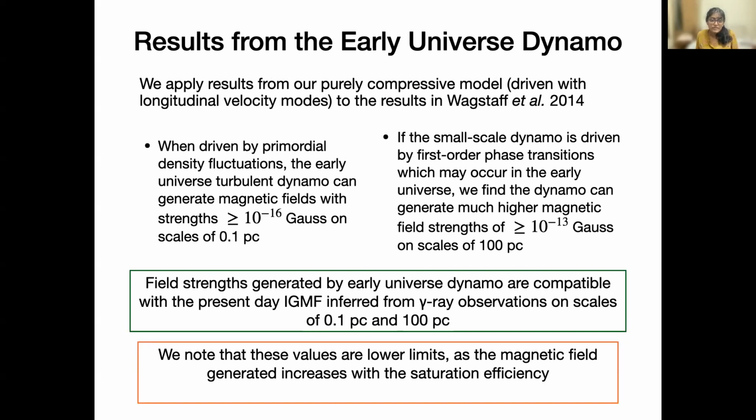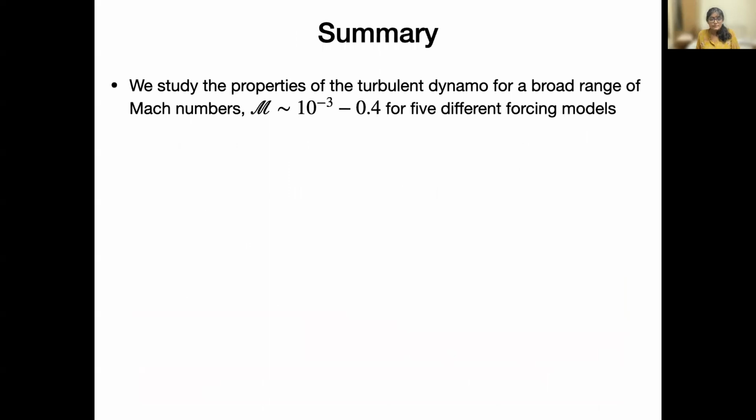We also note that these values are lower limits as the magnetic field generated increases with the saturation efficiency of the dynamo, which is likely to be higher in the case of the early universe. To summarize our findings, we studied the properties of the turbulent dynamo for a broad range of Mach numbers between 10^-3 to 0.4 for 5 different forcing models.